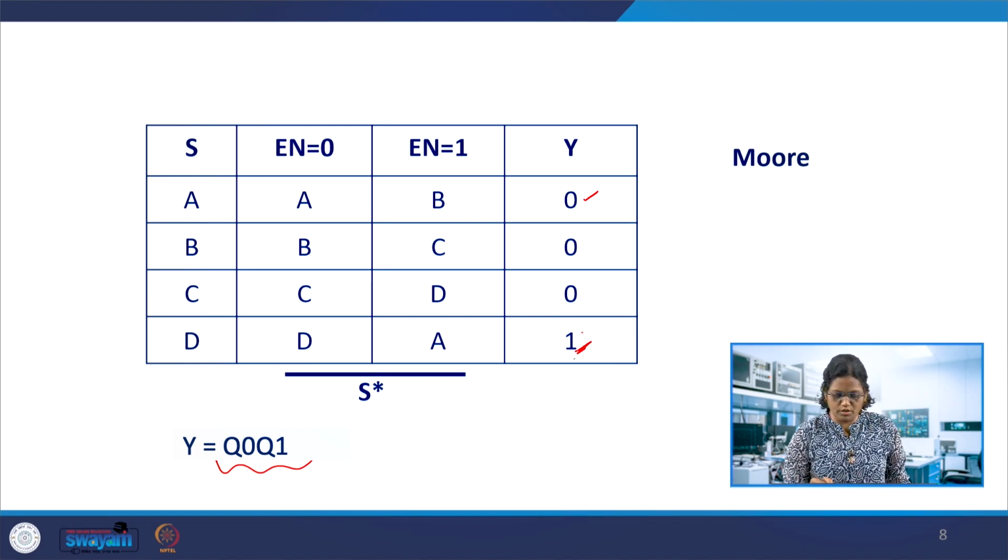So this output is 1. It's not with respect to the next states. So for 0, 1, the outputs are not defined along with the outputs in the next states. You can see the difference over here. So that is S star. This is for the Moore state machine.